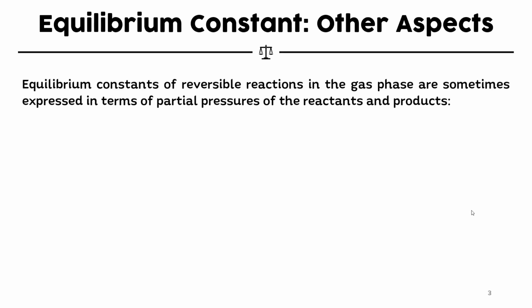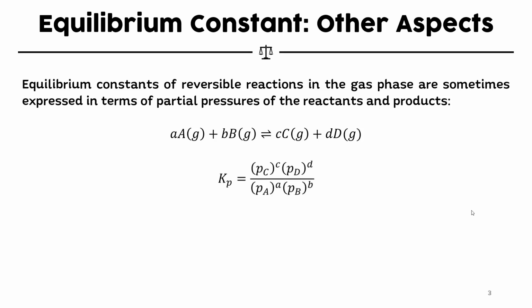Now, in the gas phase, there's also another way of expressing the equilibrium constant. This is only applicable if all of your reactants and products are in the gas phase. So we can express it in terms of the partial pressure of both reactants and products. So let's have this hypothetical reversible reaction here. Now, the equilibrium constant in terms of partial pressure, denoted as Kp, is defined by this expression.